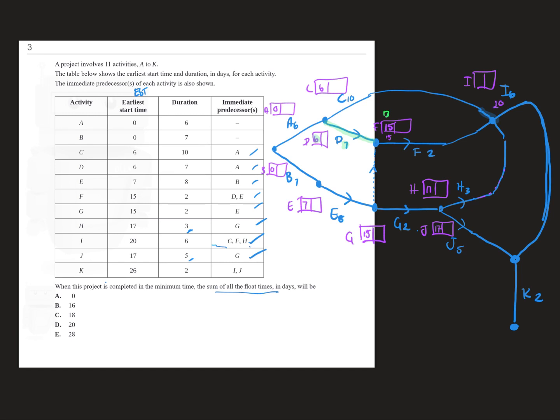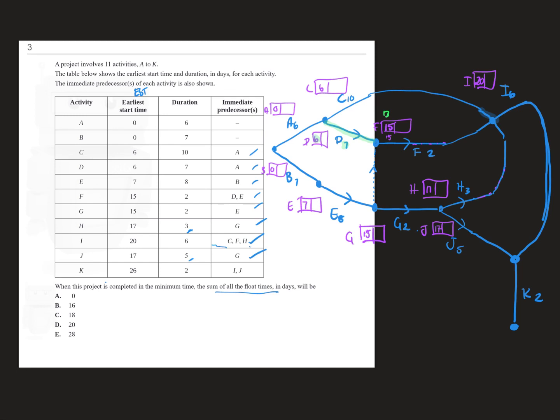I'm just going to write all the numbers. If I went along the F way, it'd be 15 plus 2, which is 17, and if I went along the C way, it'd be 6 plus 10, which is 16. So 20 is the biggest, so 20 is going to go in there. And then once I've done that, I'll just rub out those numbers so I don't get confused.